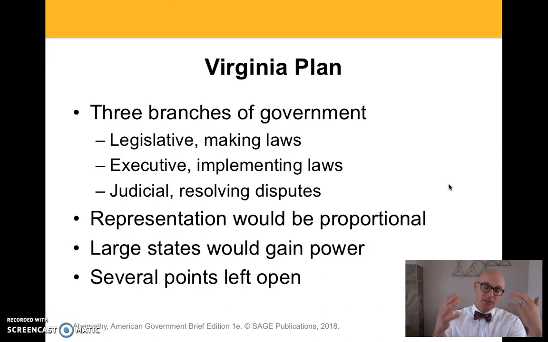Think about this. We're still under the Articles of Confederation. Every state still gets 1 vote. Rhode Island gets 1 vote. Virginia gets 1 vote. So we're functioning under the Articles of Confederation, and Virginia's like, well, no, we really want to have more power. So all of the smaller states said, that's a horrible idea.